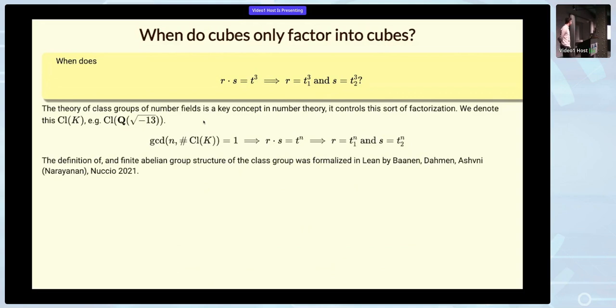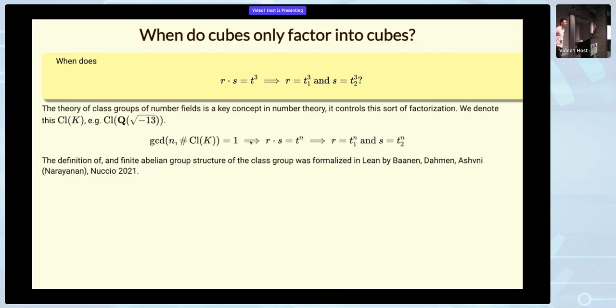This has a finite abelian group associated to it called the class group, which has the property that the thing we want to say, that nth powers factor only into nth powers, holds only when n is co-prime to the order of this class group. So if we can calculate this group and check that its order is co-prime to 3, then our argument succeeds. The definition of this class group I won't give now, but it was formalized previously by Baanen, Dahmen, Ashwini Narayanan, and Nuccio a couple of years ago.